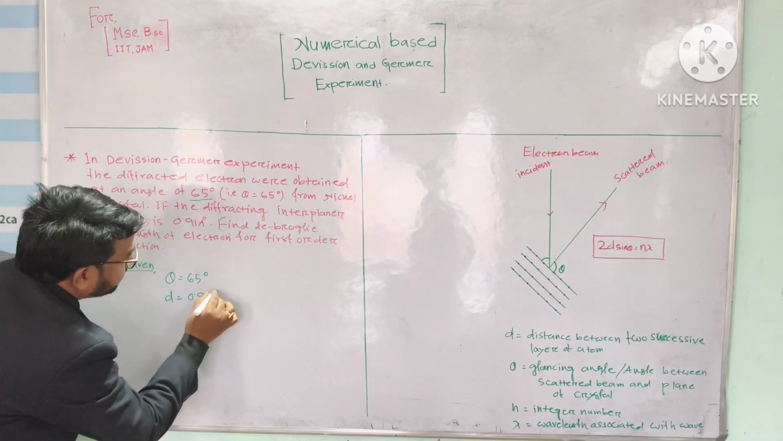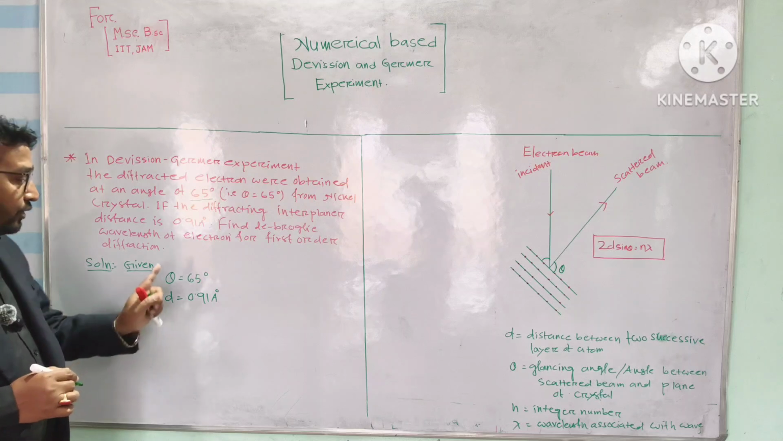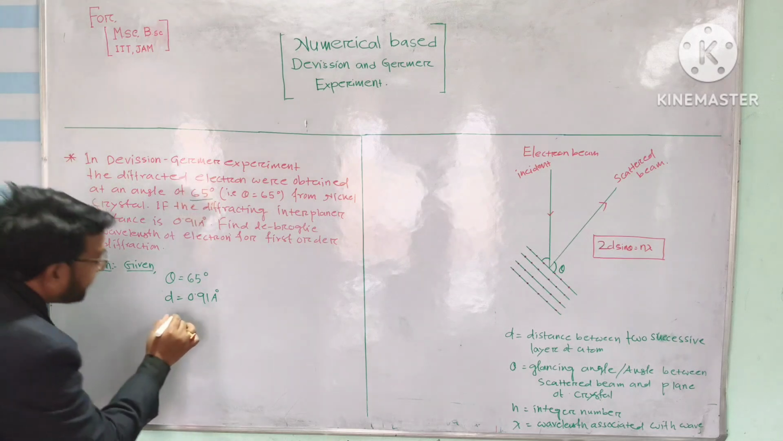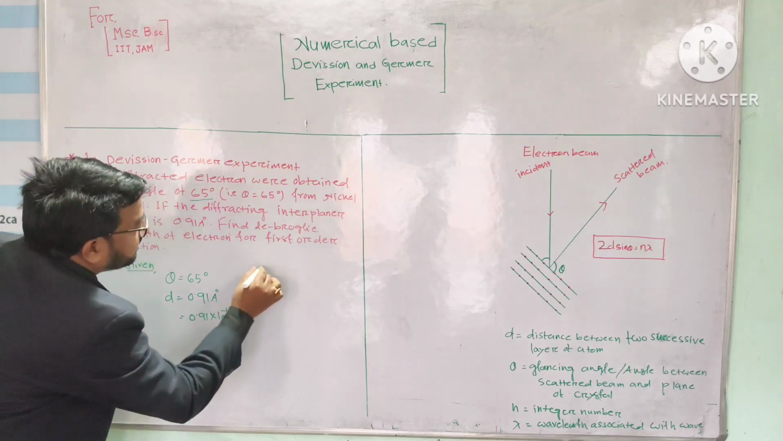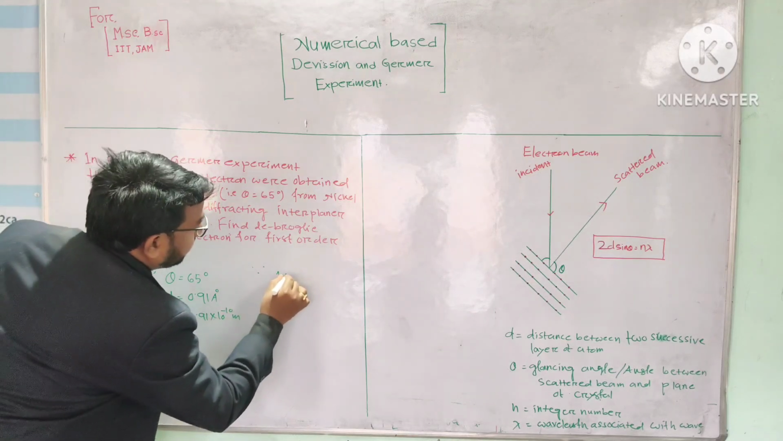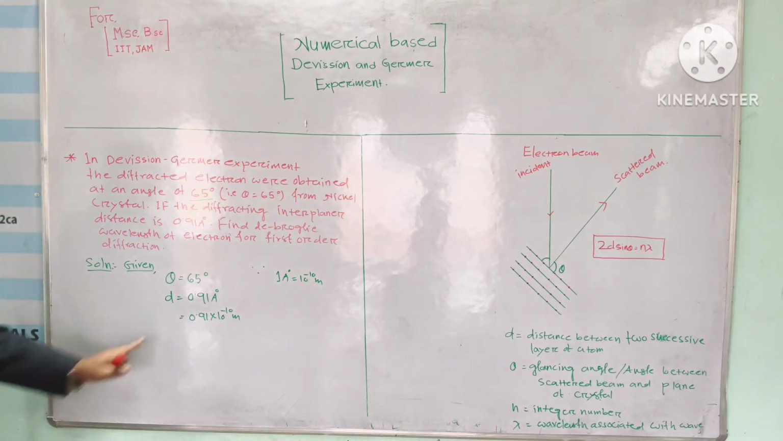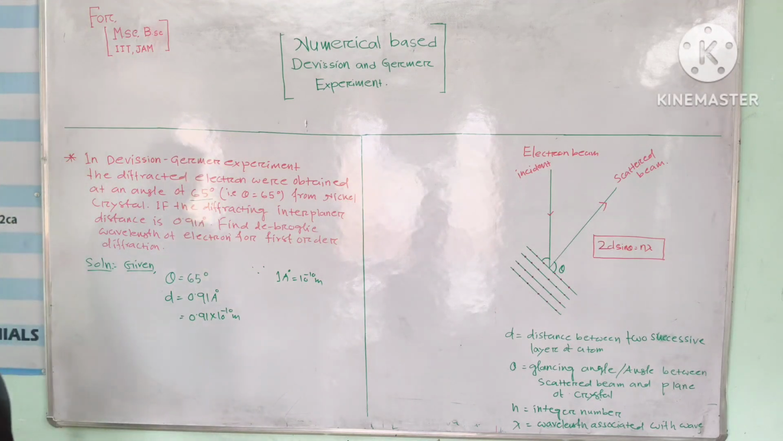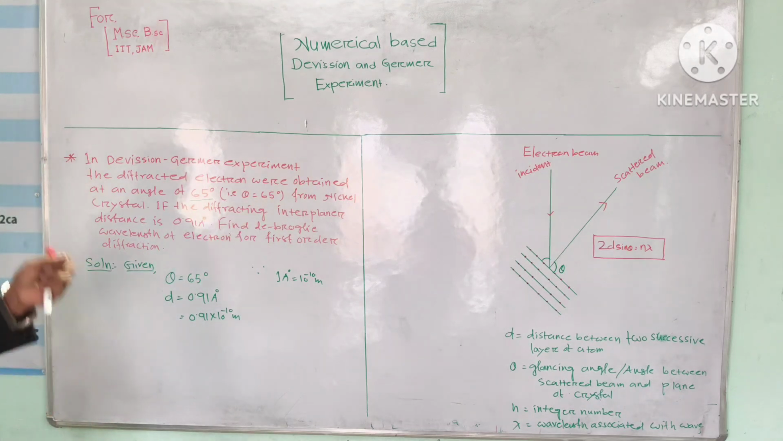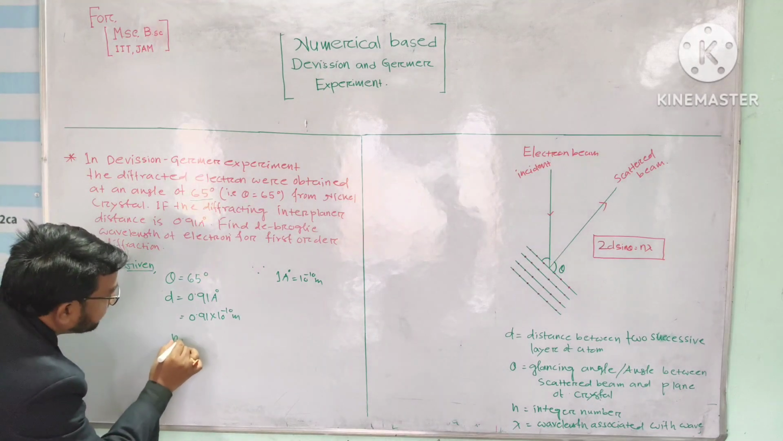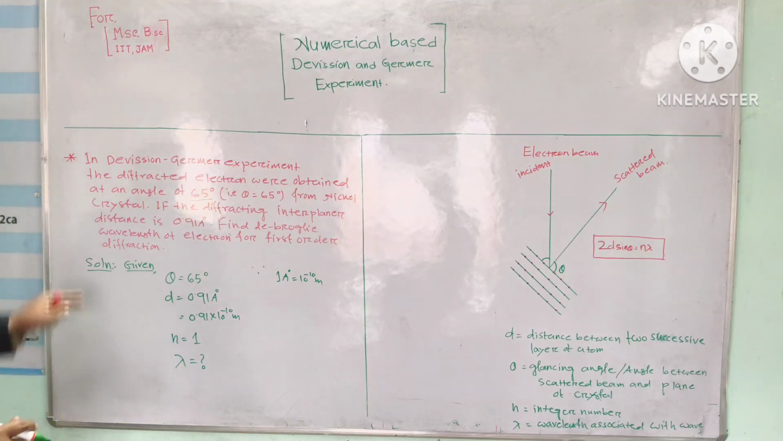0.91 angstrom. We know that angstrom is not the SI unit of wavelength, so it should be converted into the SI system. So we can write 0.91 into 10 to the power minus 10 meter, since 1 angstrom equals 10 to the power minus 10 meter. Okay, and find the de Broglie wavelength of the electron for first order diffraction. So for first order diffraction, the integer number n equals 1 and lambda equals what? So this is our given data of this question.